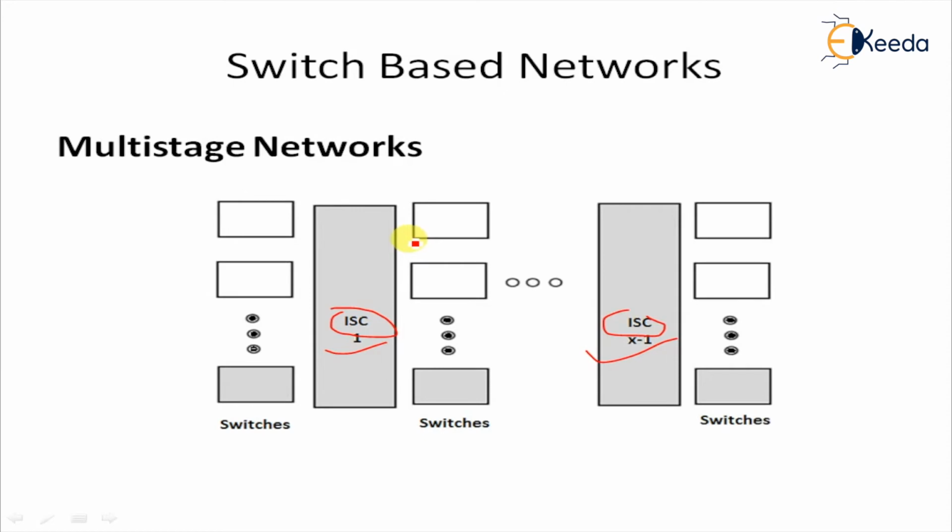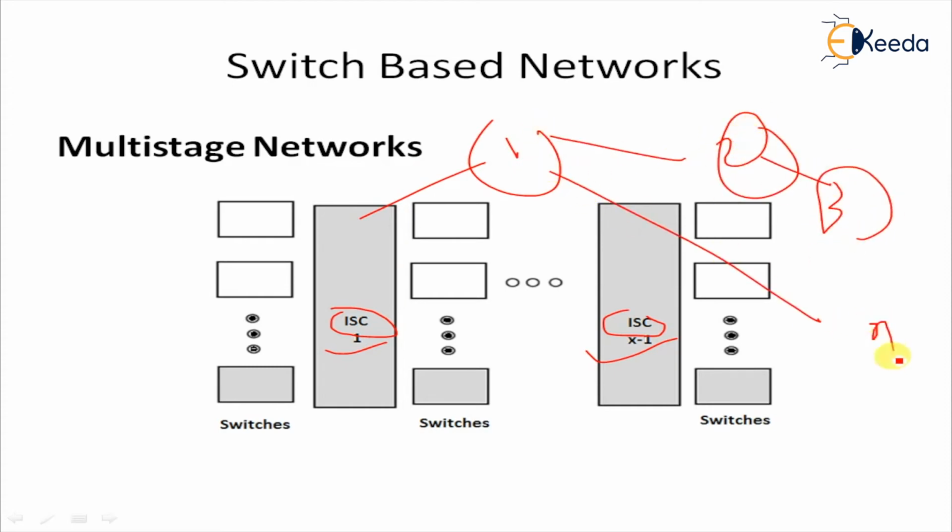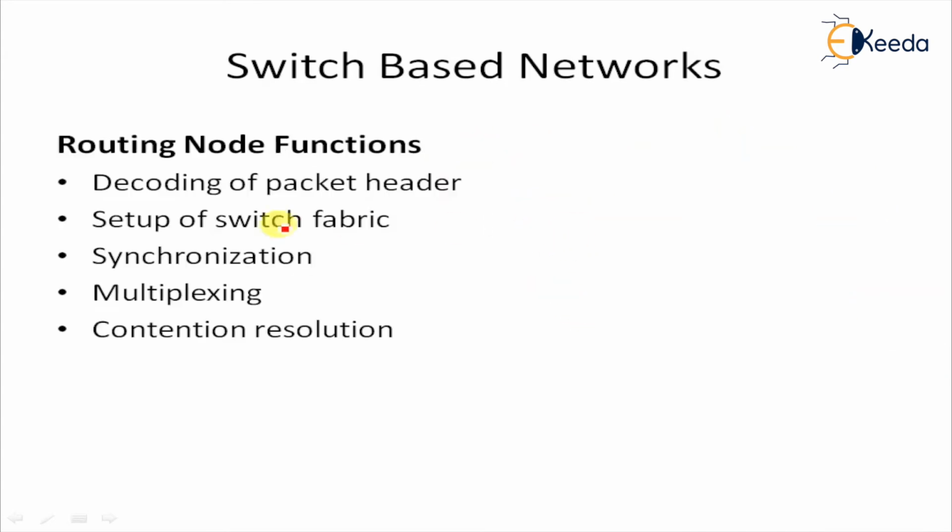So each bit in the destination address can be used to route the message through one stage to another stage, or from one stage to the n-th stage. This kind of scenario is provided by multi-stage networks. Next most important parameter: routing node functions.